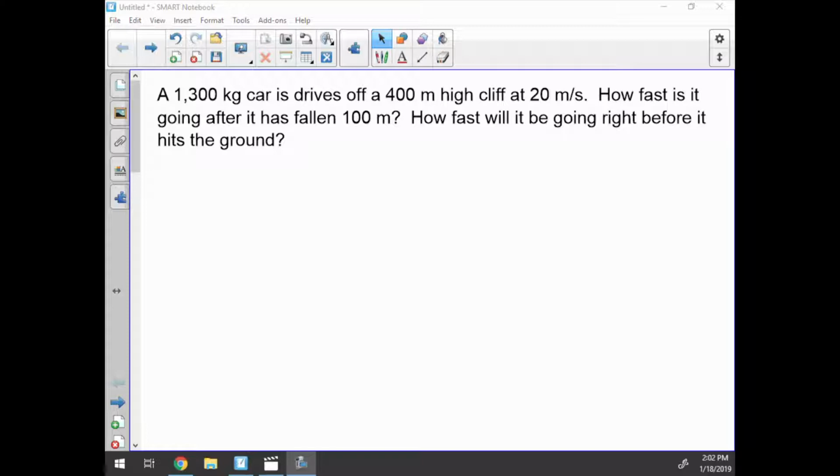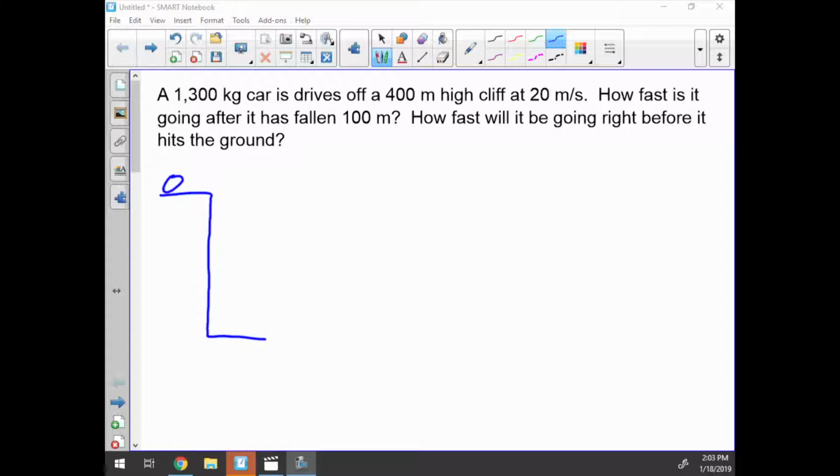And we have a car that is driving off a cliff, and we're looking at how fast the car is going after it's fallen 100 meters, and how fast the car is going right before it hits the ground. So let's get started. We're going to begin by drawing a picture.